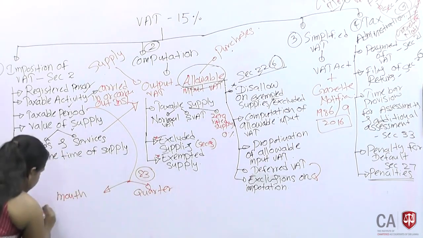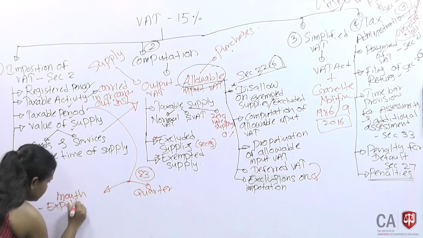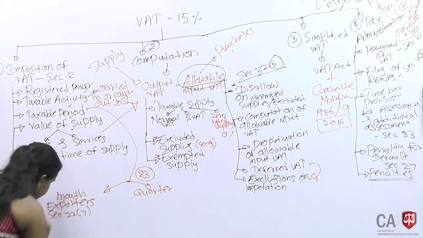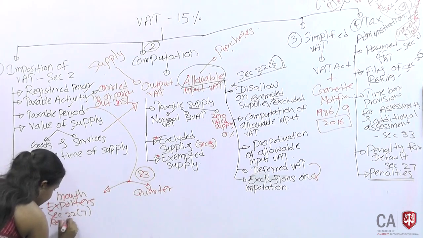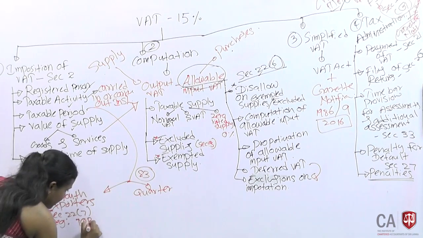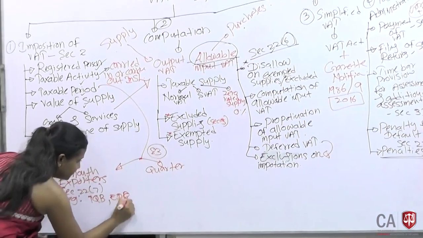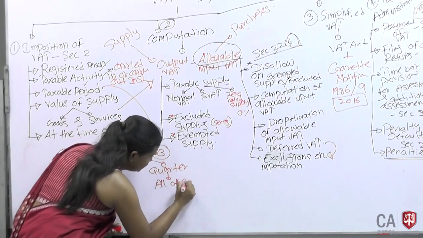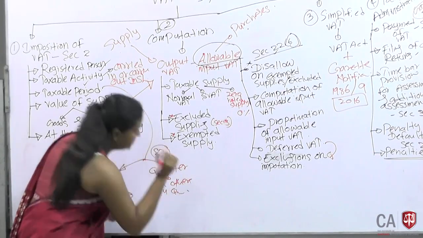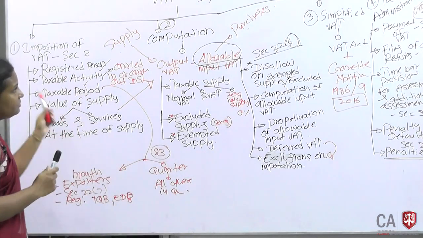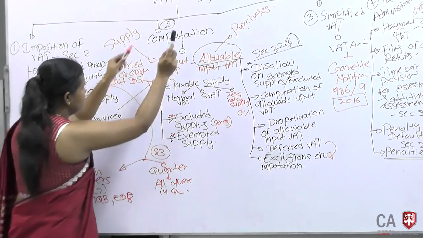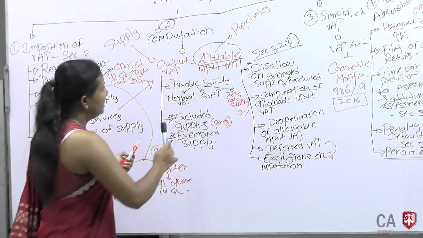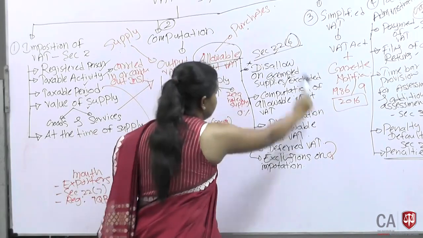Then month is applicable for exporters, section 22.7%, and the person registered under the textile quota board and the export development board. Okay, then all others on a quarterly basis. Then they compute VAT on the taxable period. This is the entire computation part.